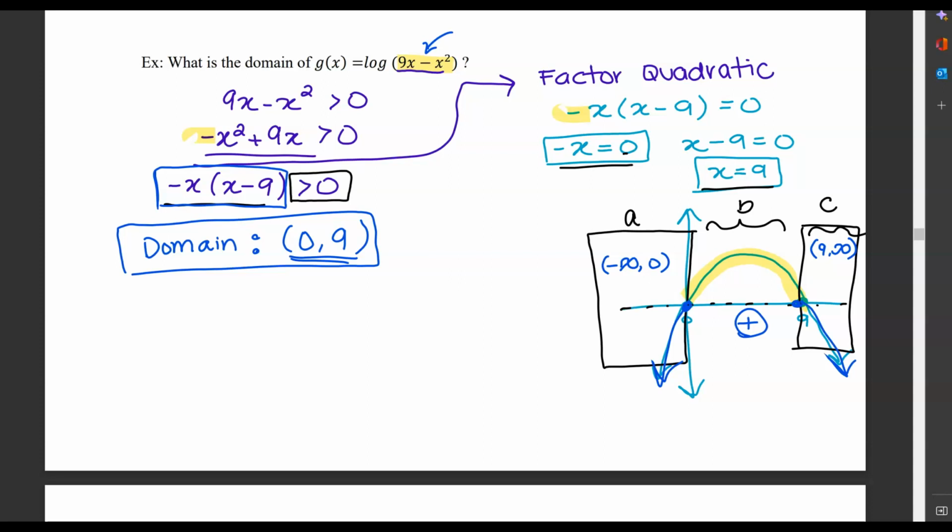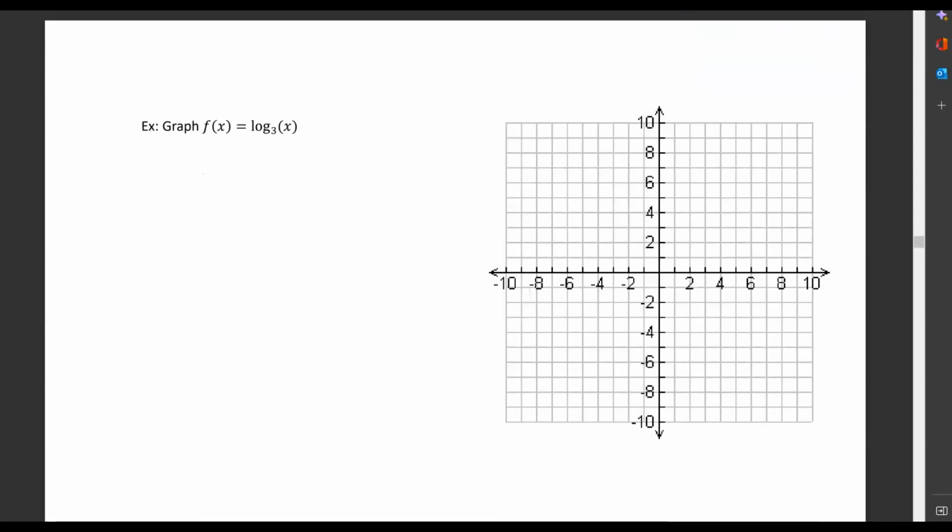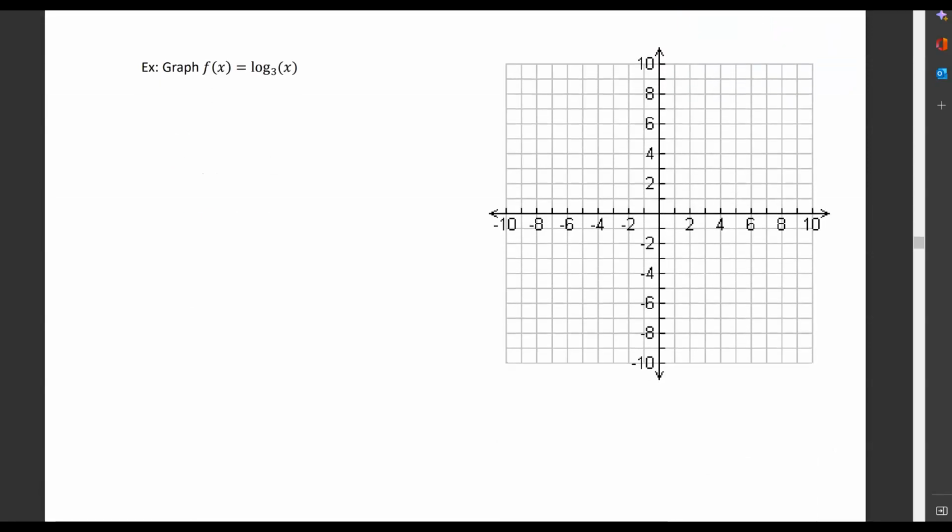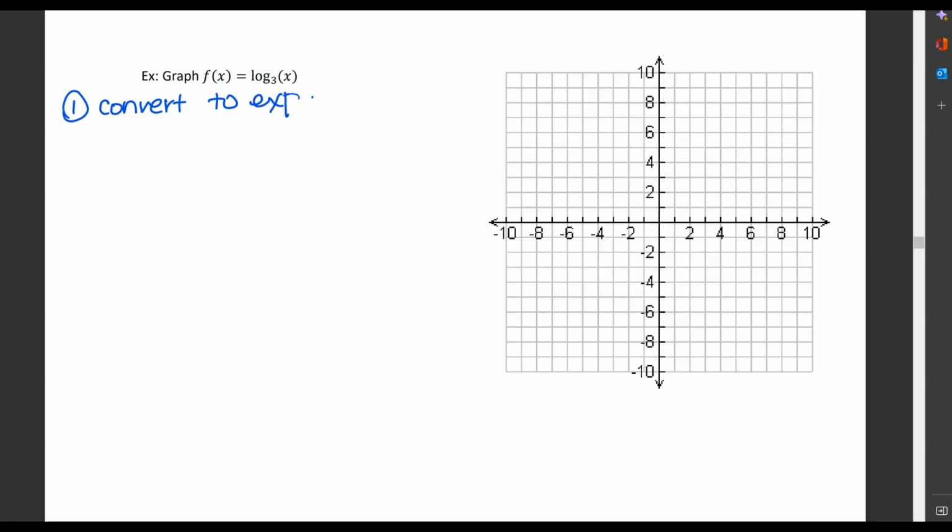All right, let's look at the next problem. It says graph, right? f of x is equal to log base 3 of x. So the best way to graph a logarithmic function, your first step is going to be to convert to an exponential function. So this particular function, notice I'm going to take this and set it equal to y, for instance, raise 3 to the y power, and it's going to equal x. So the exponential function would be 3 to the y power equals x.